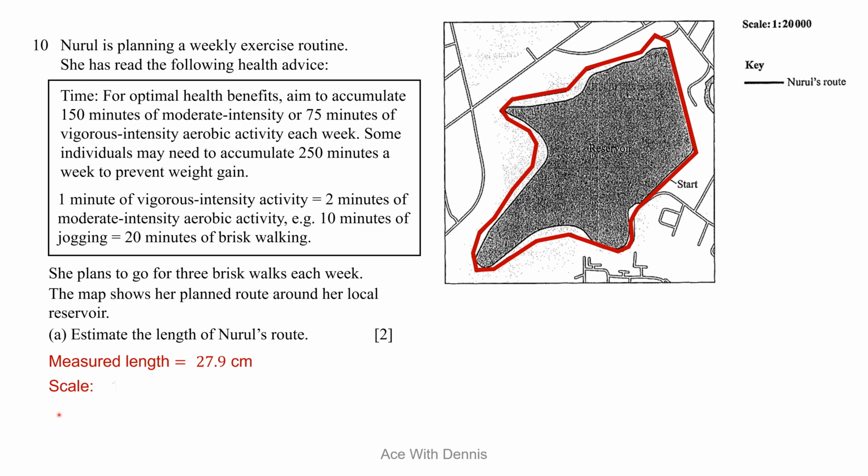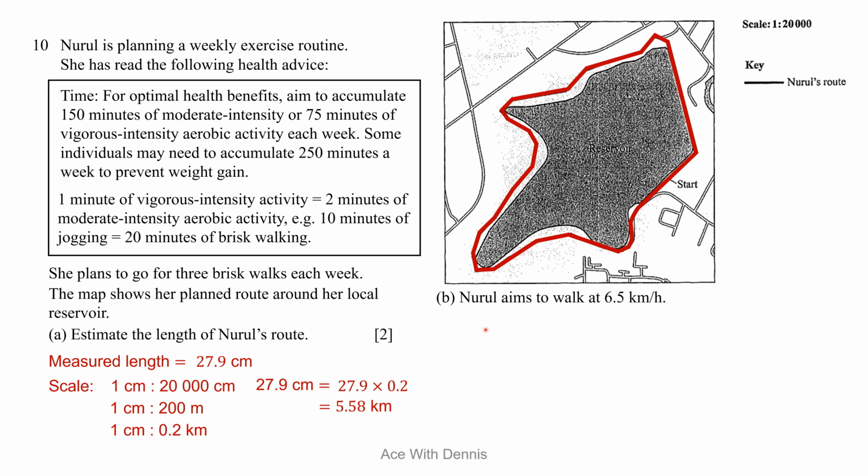So this means the scale is 1 centimeter to 20,000 centimeters, or 1 cm to 200 meters, or 1 cm to 0.2 kilometers. So I want to convert 27.9 cm to kilometers, which is 27.9 times 0.2, which is 5.58 kilometers. So this is the estimated length of Nurul's route.